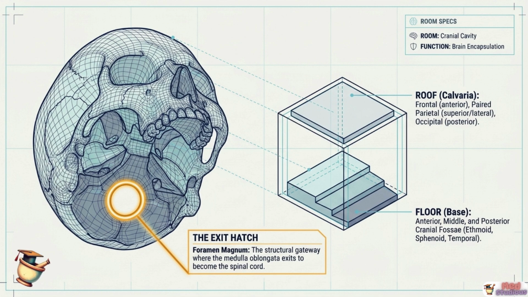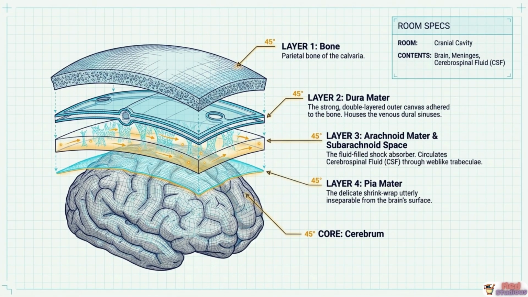But this heavily armored vault has a critical exit hatch called the foramen magnum. This large, circular opening serves as the structural gateway, where the medulla oblongata safely exits the skull to become the spinal cord. The brain isn't just touching bare bone. It's protected by four distinct layers.